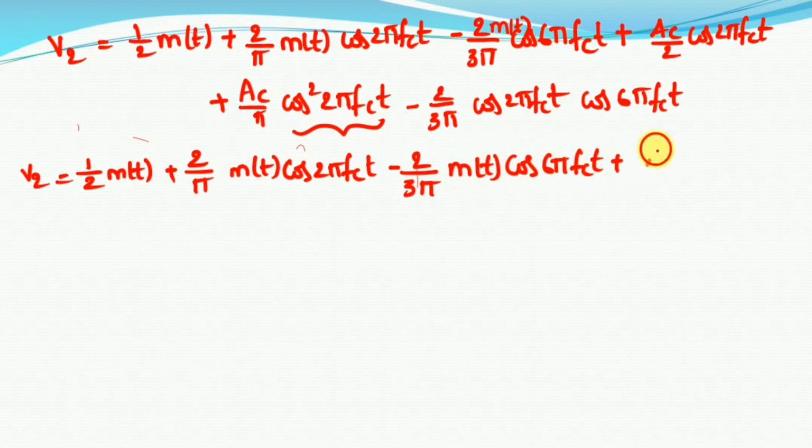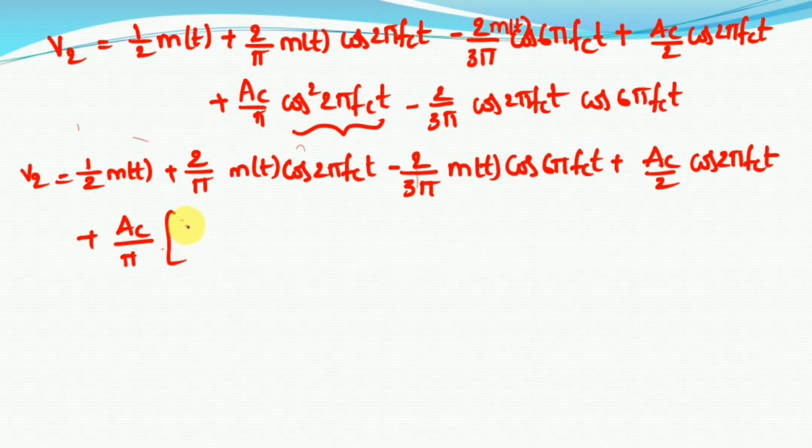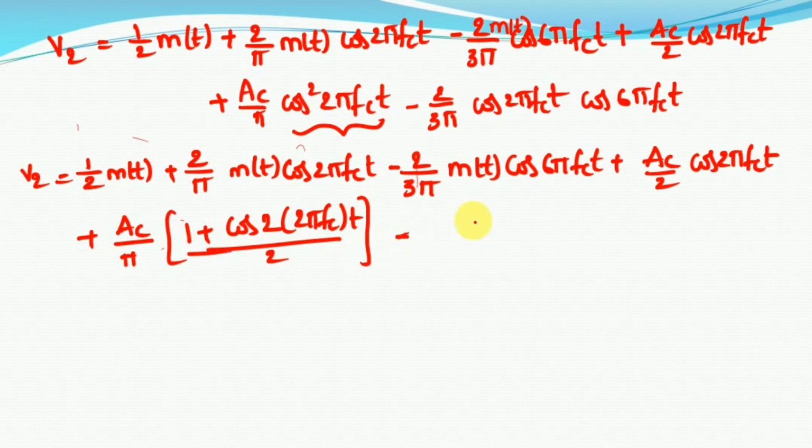fct plus AC by 2 into cos 2 pi fct plus, here we can write the cos square theta as 1 plus cos 2 theta by 2. That is 1 plus cos 2 theta, here it is 2 pi fc. So 2 into 2 pi fct by 2. Okay, minus 2 by 3 pi into cos 2 pi fct cos 6 pi fct.